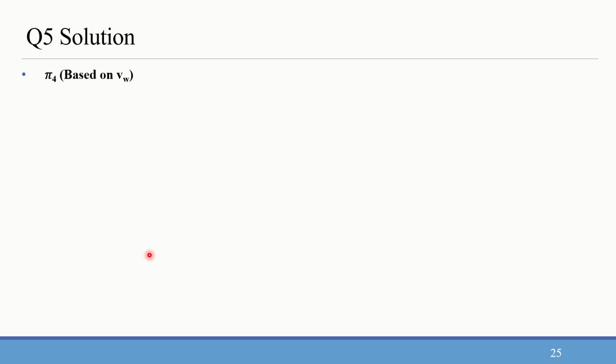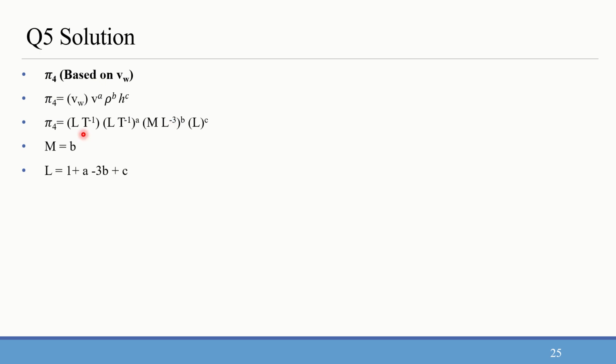Pi 4 is based on VW, that is wall injection velocity. So what we are getting is pi 4 is equal to VW into V power A rho power B H power C. So VW is L T minus 1 and V is L T minus 1 to the power of A. Rho is M L minus 3 to the power of B and H is L to the power of C. So what we will be having, M is B, L is 1 plus A minus 3B plus C, and finally T is minus 1 minus A.